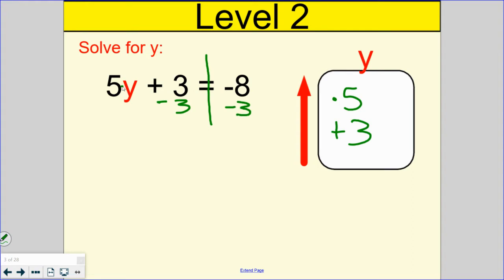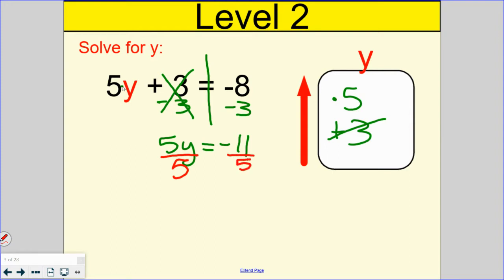Subtract 3 from both sides. 3 minus 3 cancels, and we end up with 5y equals negative 11. Okay, so we've done this one. Now, we still need to do the opposite of multiplying by 5, which is dividing by 5. So we're going to divide both sides here by 5.